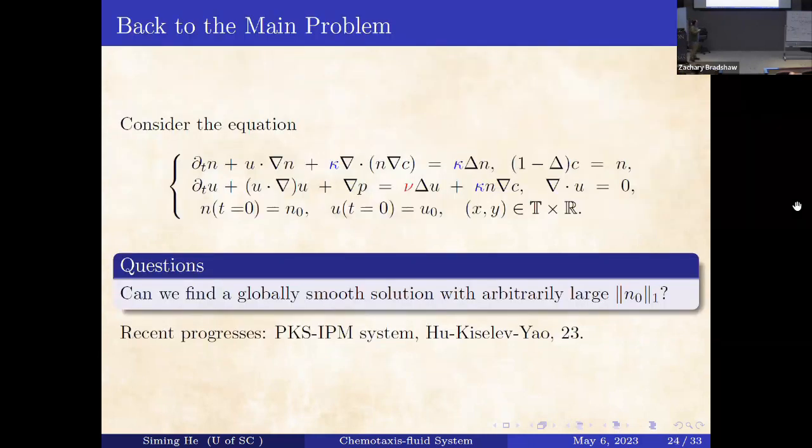We take a look at this original equation. We have kappa, and now it is small, emphasizing the effect of the fluid. And now you have the Navier-Stokes equation, and we want to try to find global smooth data. There's a recent development in this story.